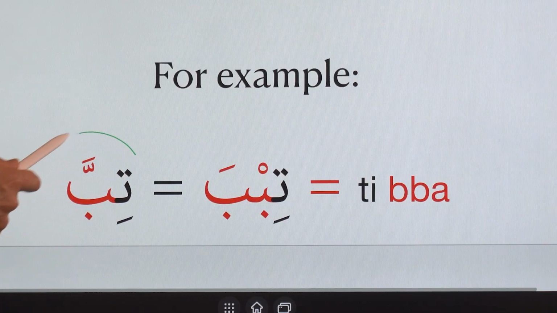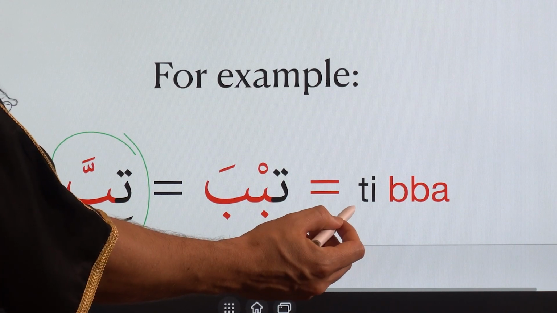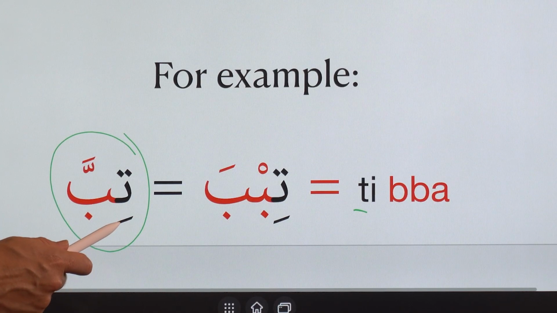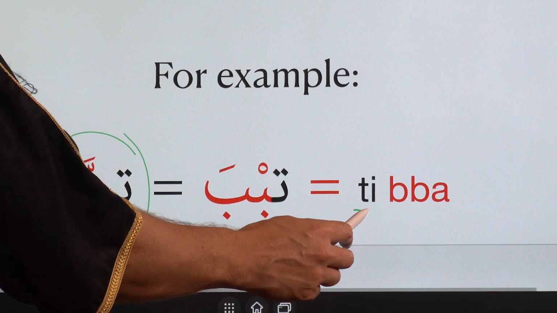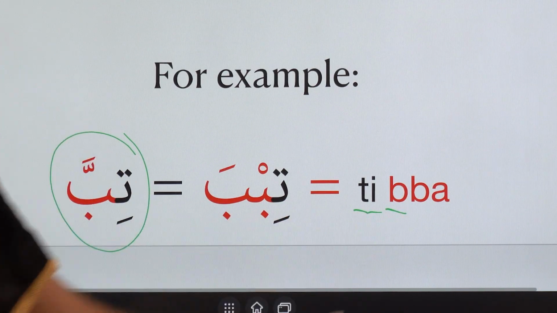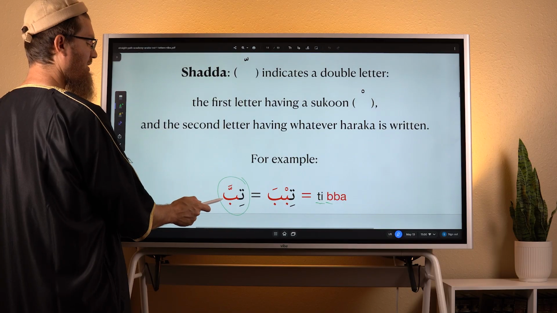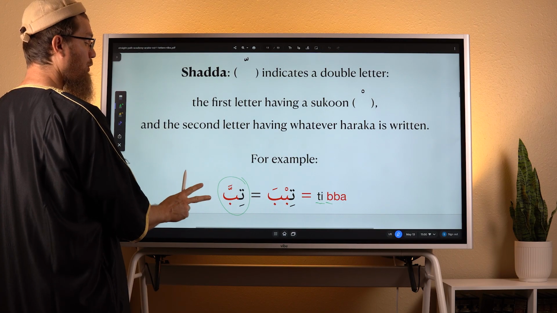So for example, let's take a look at this. The first letter is the letter ta, which is represented by T. Its haraka is the kesra, which is represented by I. The next letter is the letter ba, represented by B. However, when we look at the haraka, we see both a shadda and a fatha. But first we're going to look at the shadda. The shadda indicates what? A double letter. So that means there's not just one ba, but rather there's two bas.